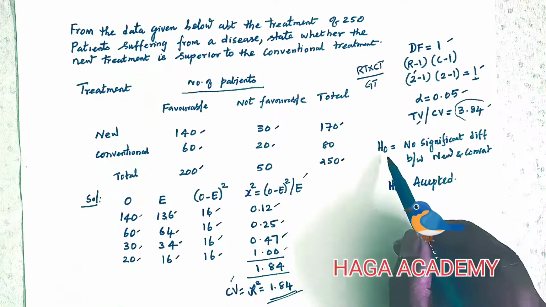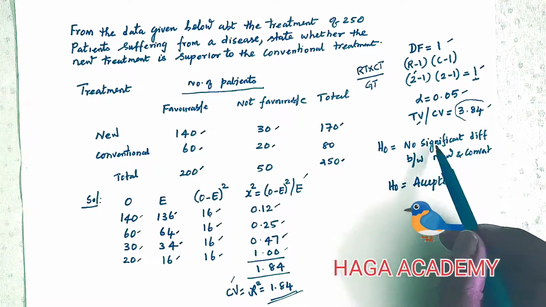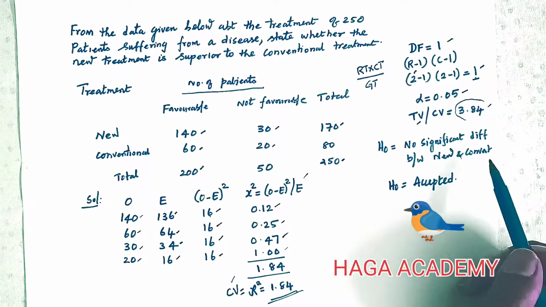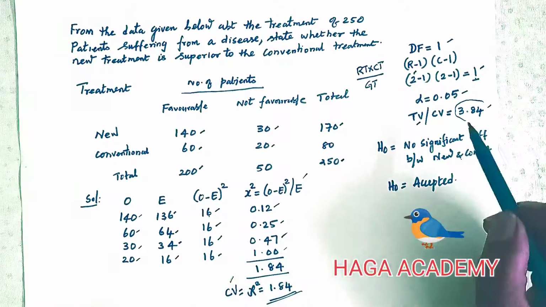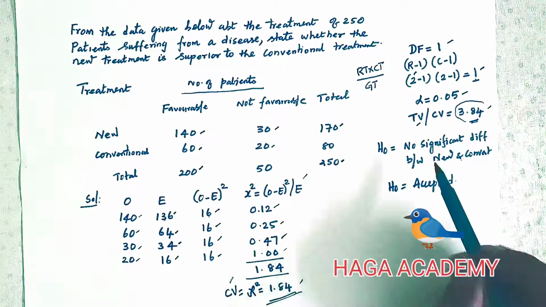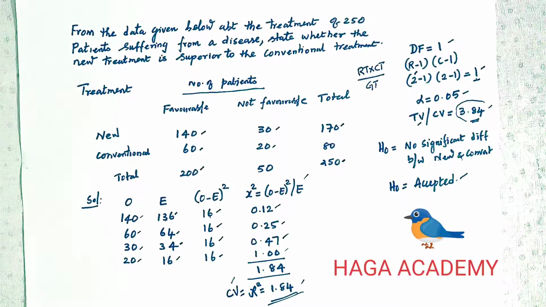What is it exactly? H naught: no significant difference between the new treatment and the conventional treatment. So what is the point here? The table value is higher, the calculated value is lower. So the null hypothesis is accepted. I mean there is no significant difference between the new treatment and the conventional treatment. Whether it is the new treatment, we get the same result, and with the conventional treatment also, the same result.